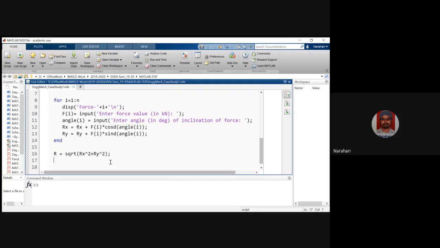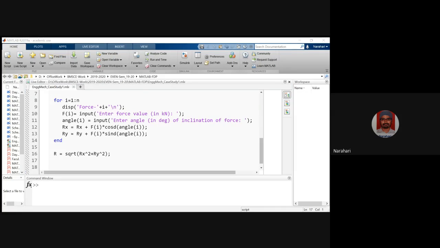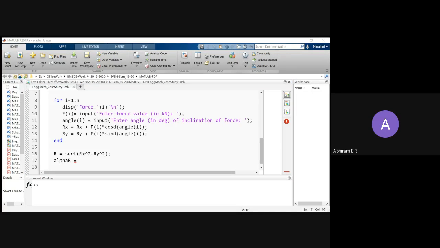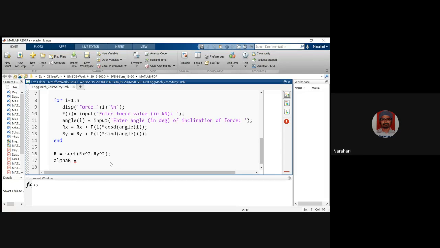Okay, then similarly we want alpha of R, the final orientation. Yeah. Hello. Yes, Abhiram. Yes, sorry, this Professor for Abhiram. You are able to hear me, sir? Yeah, definitely. Please go ahead.